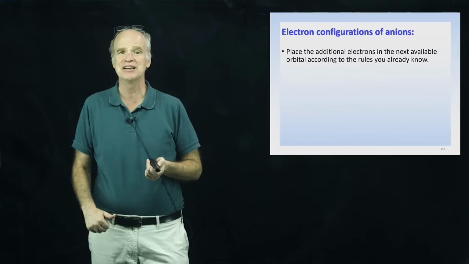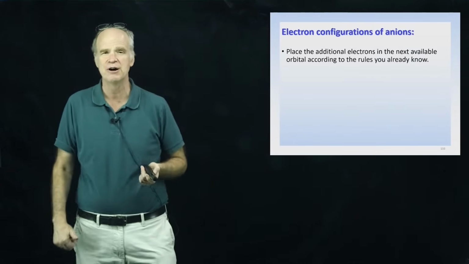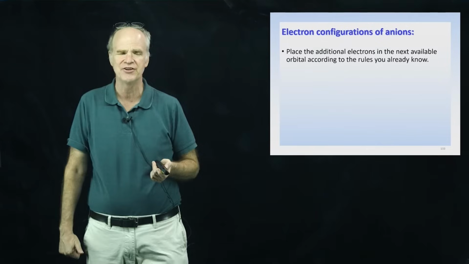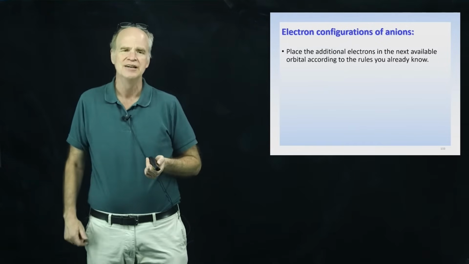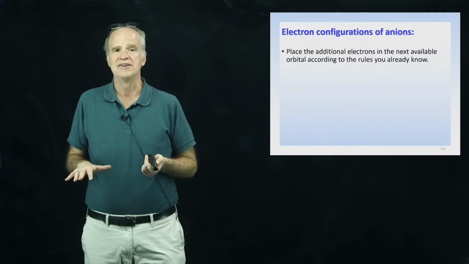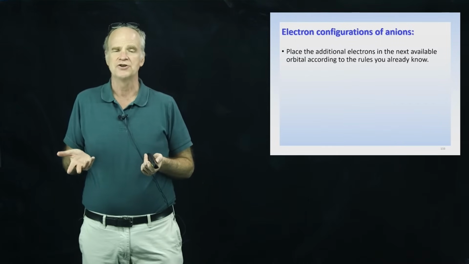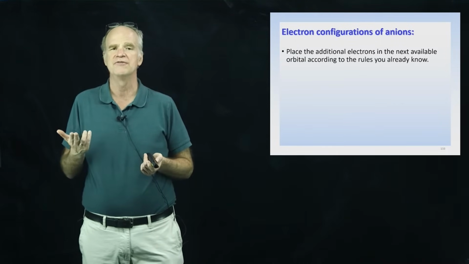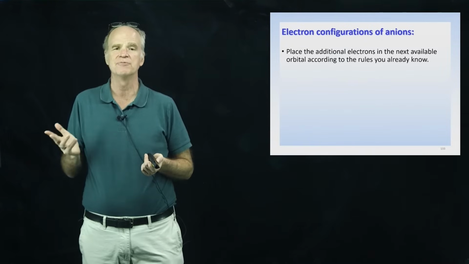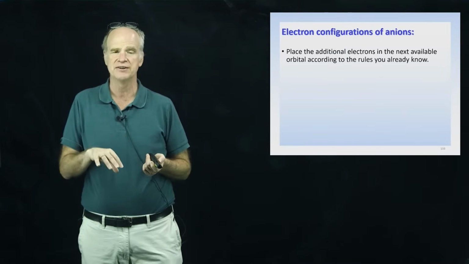Okay, so the first thing is I want to show you how to write out electron configurations for anions. And anions are actually pretty easy. You might remember what an anion is. It is an atom with more electrons than normal. So if that's the case, it has more electrons than protons and therefore will have a negative charge.